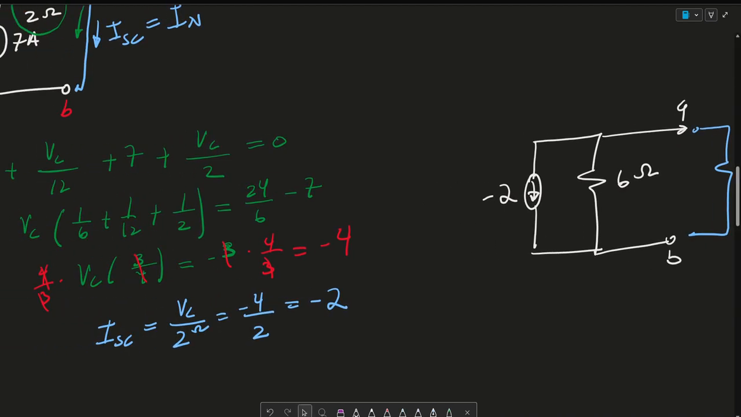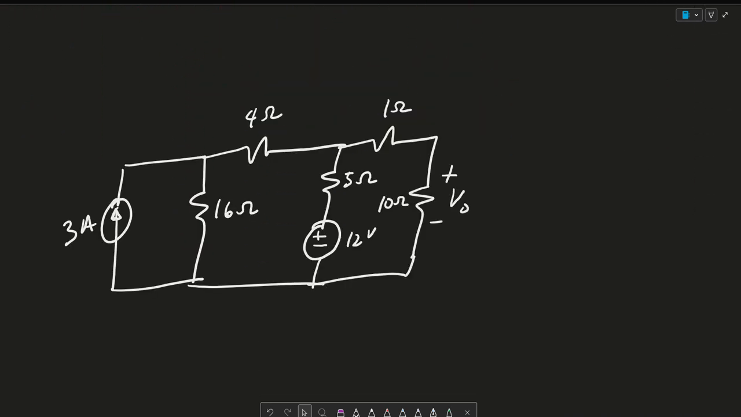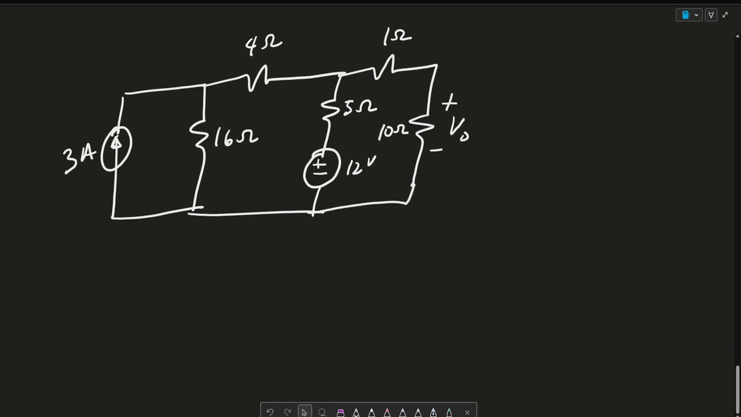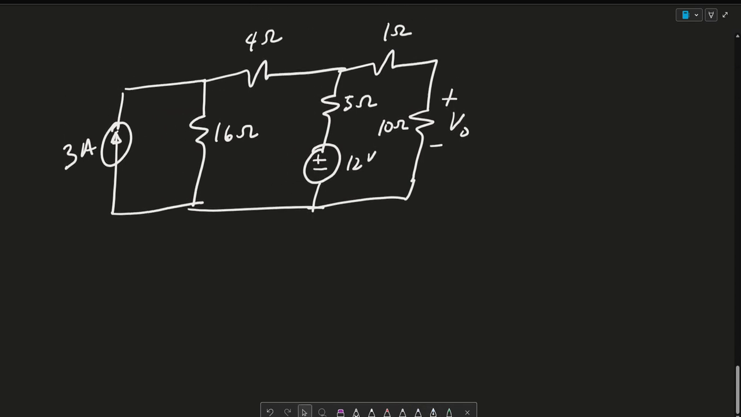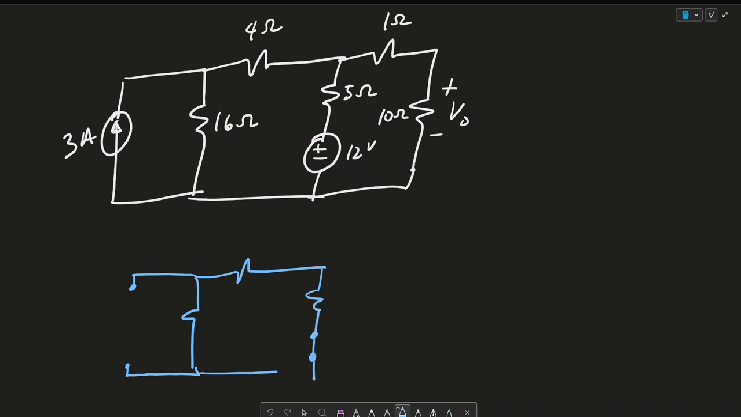All right, let's go ahead and do the second problem. So go ahead and pause the video and try it out. All right, so let's go ahead and find our Thevenin first. And in order to find our Thevenin, what I do is I open circuit the current sources and I short circuit the voltage sources.